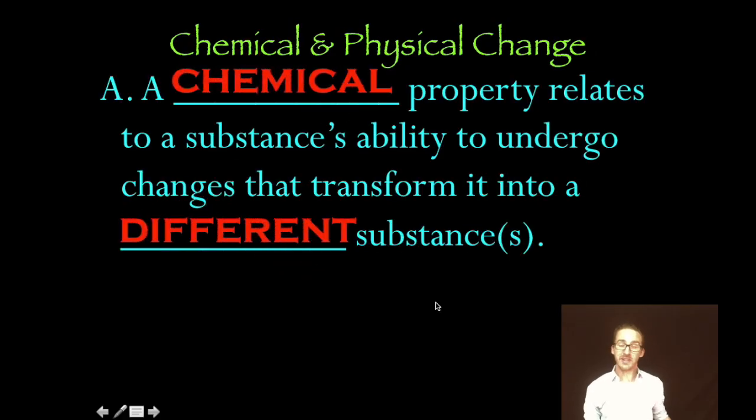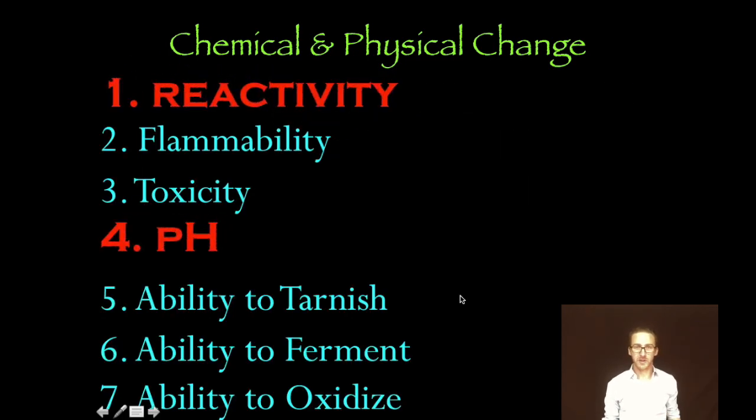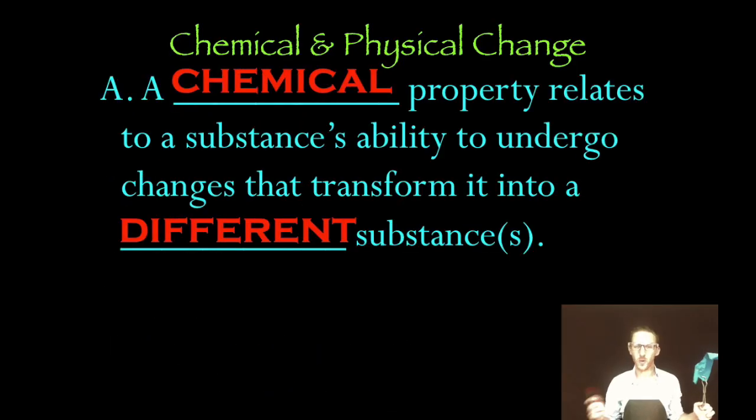Now, let's talk about chemical properties. A chemical property relates to a substance's ability to undergo changes that transform it into a different substance. So, a chemical property includes reactivity, flammability, toxicity, pH, ability to tarnish, ferment, or oxidize. In order to observe a chemical property, the identity of the material must undergo a change. Flammability.